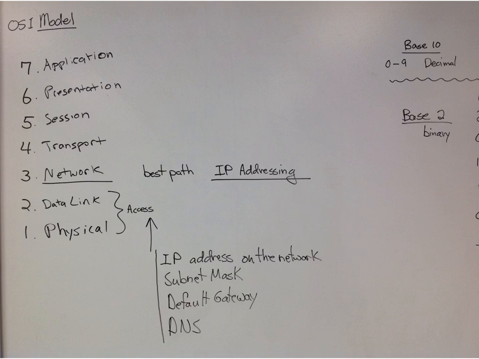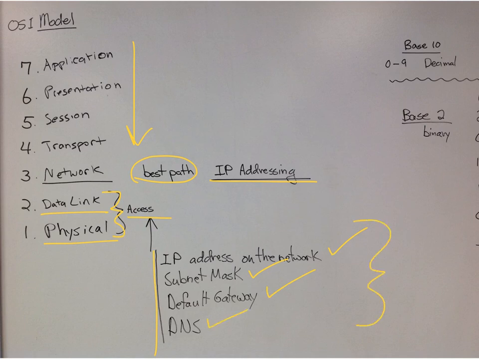We had the students review the OSI model. We talked about best path, IP addressing at the network layer. Talked more about access, data link, physical. What things you have to have for an IP address on the network: you have the right subnet mask, default gateway, and DNS. Basically these for your device on the network nowadays.